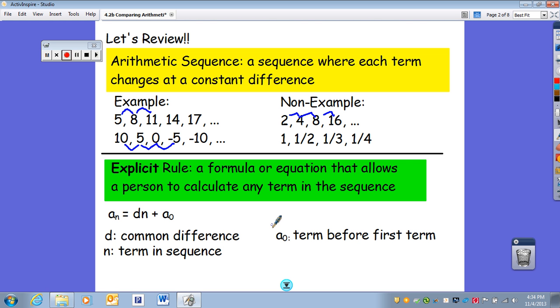The explicit rule is where we are given a formula or equation that allows us to calculate any term in the sequence. So a sub n stands for any term that we're looking for. d stands for the common difference. n stands for the number of the term that's in the sequence. And a sub 0 stands for the term before the first term.